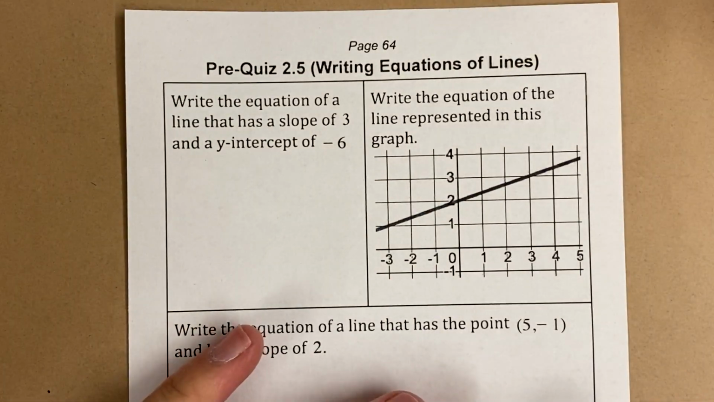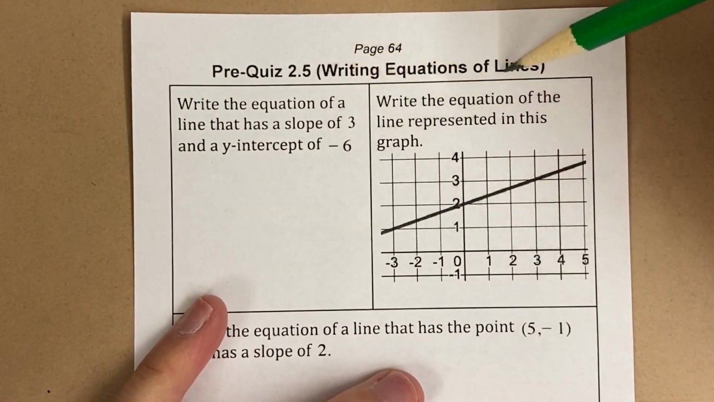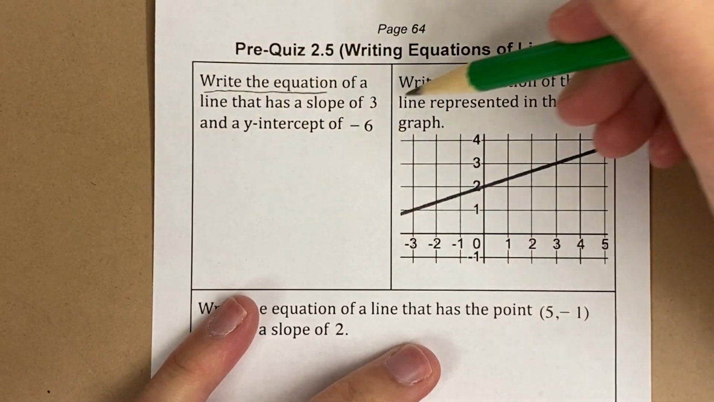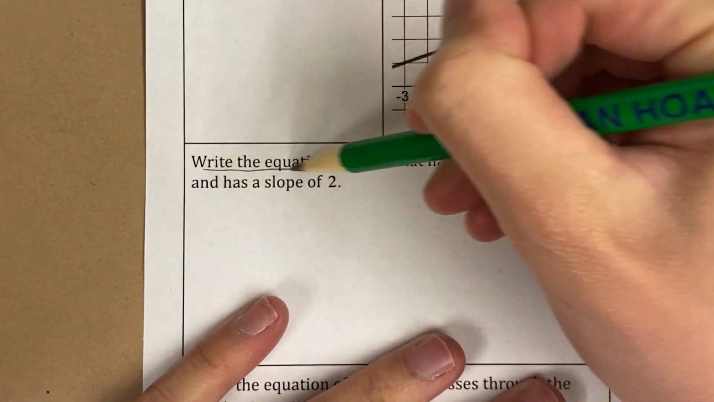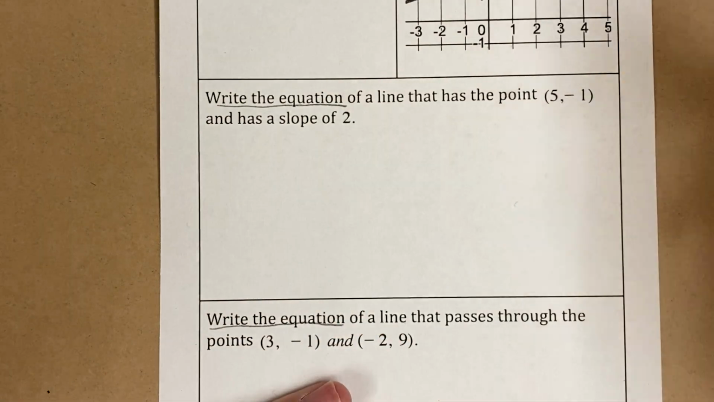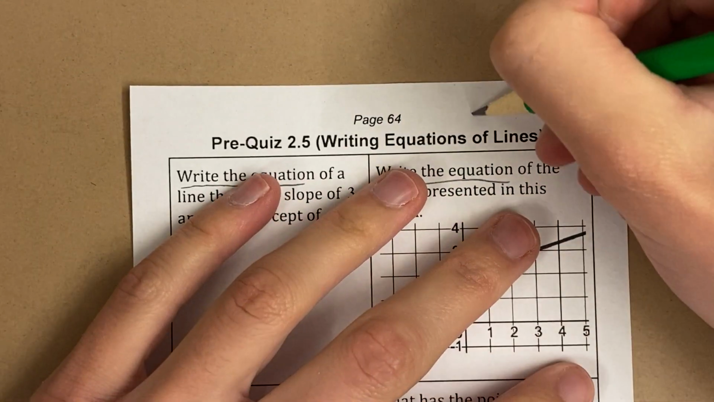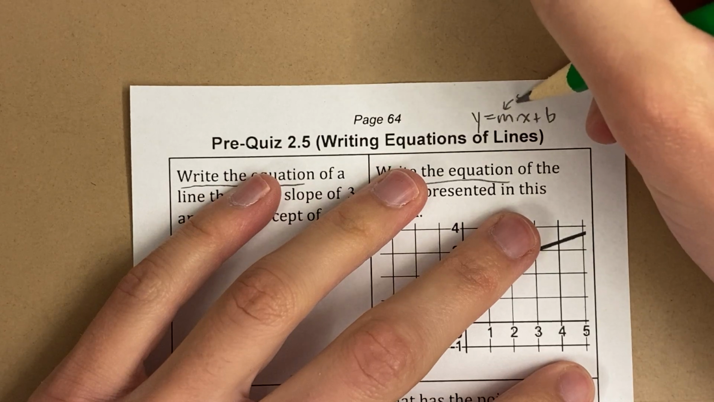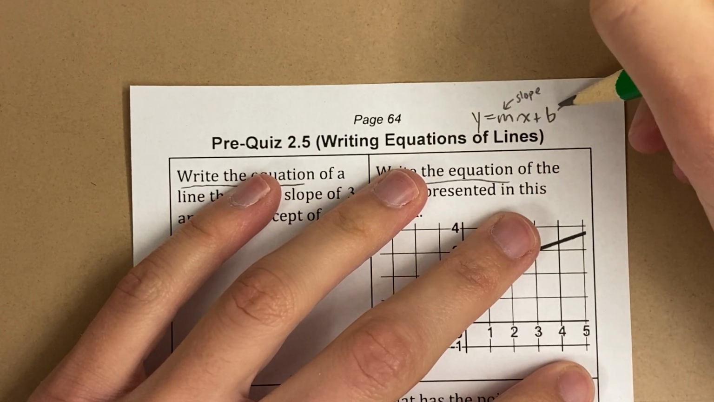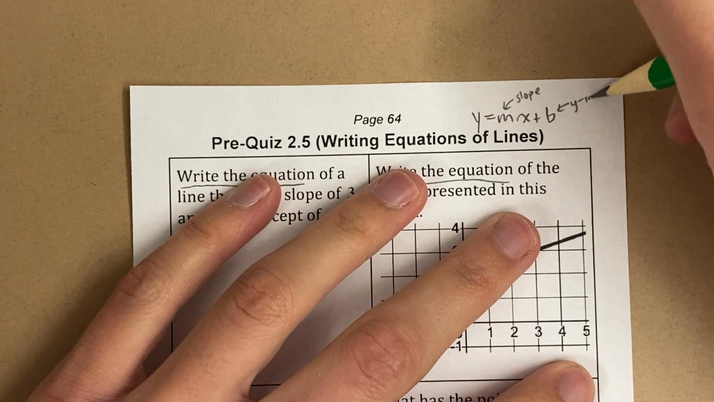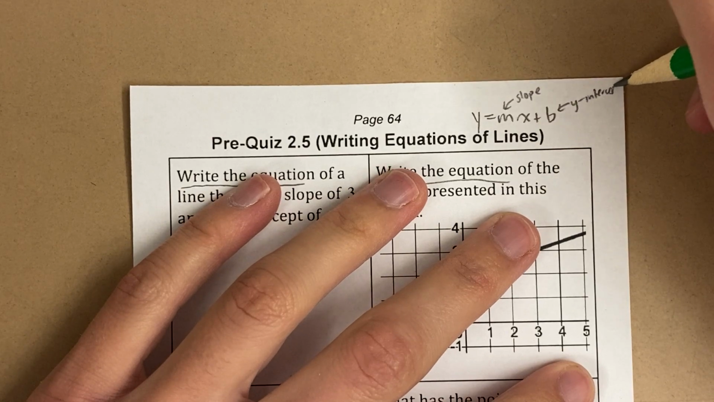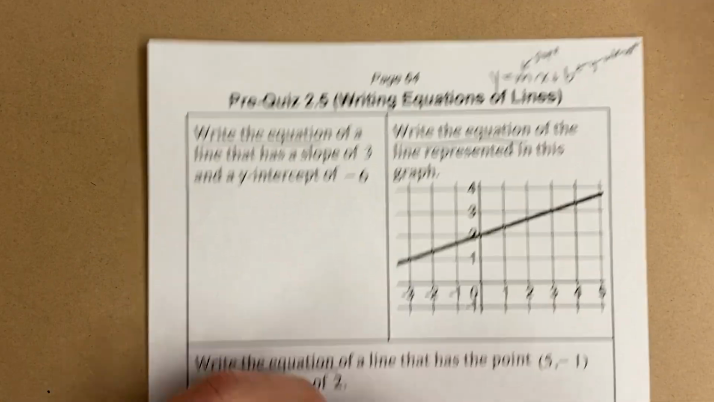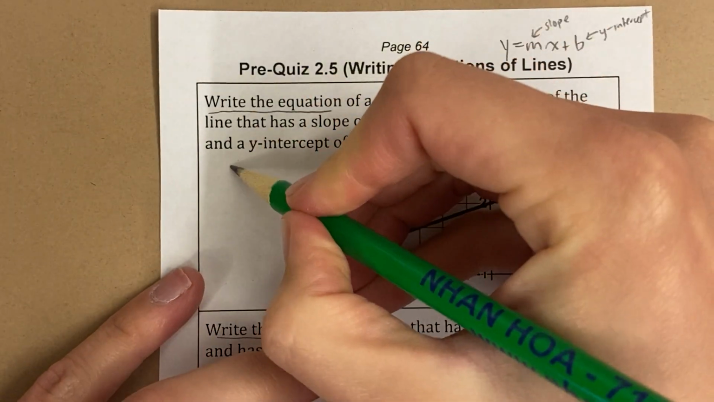The thing to remember on this whole quiz, because this quiz is on writing equations of lines, is that each question is asking you to write the equation. If you want to write an equation of a line, you just need two pieces of information. You need the slope and you need the y-intercept. And once you have those two pieces of information, you're good. You have enough information and you write the equation.